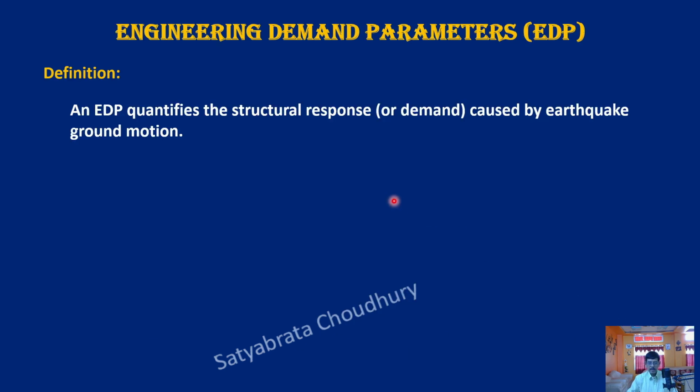Now let us see another parameter used in fragility, which is called the engineering demand parameter, EDP. The definition is like this: an EDP quantifies the structural response or demand caused by earthquake ground motion.